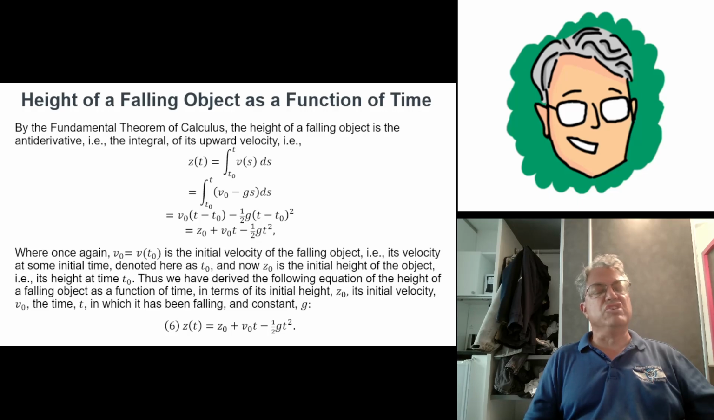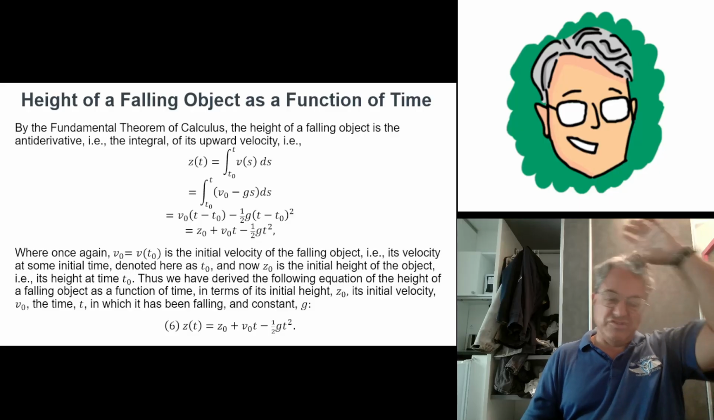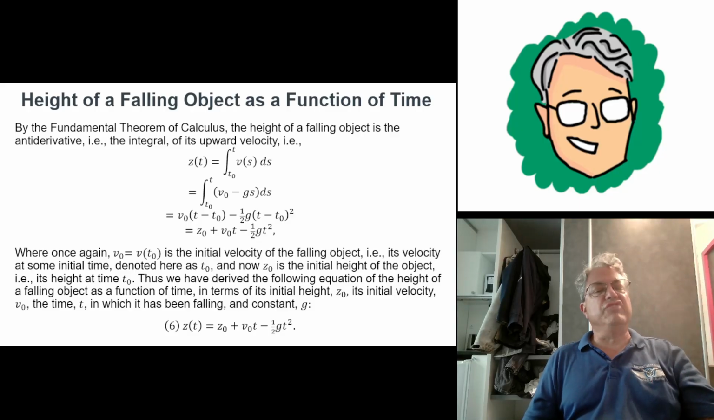This time is a little bit more complicated than the integral, because this time we're not just integrating a constant, we're integrating v0 minus gt, or I'm calling s here. And when you do that, you get v0 times (t minus t0) minus 1/2 g times (t minus t0) quantity squared. That's what you get when you do this integral. And you can simplify this a little bit.